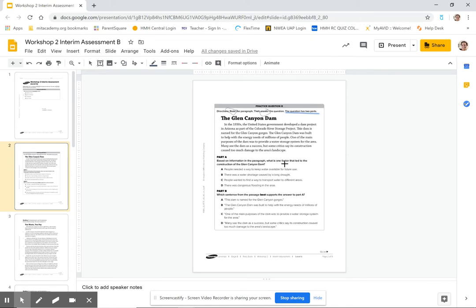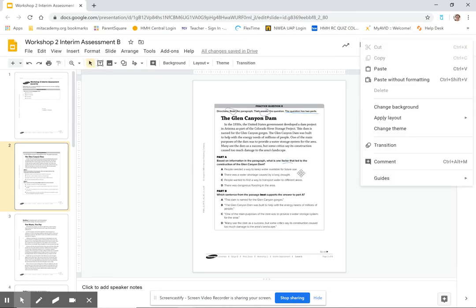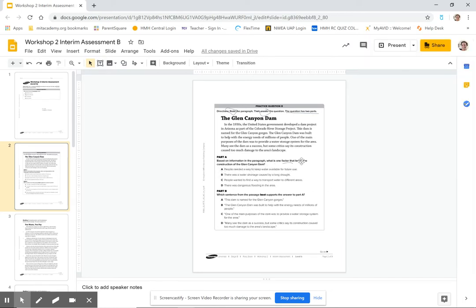So I need to find a factor, which we reviewed yesterday. Factors are reasons why things happen. So, what was the reason that they constructed the Glen Canyon Dam? So, I'm going back into the paragraph, and it says in the 1930s, it developed the dam project as part of the Colorado River Storage Project. That's a main topic sentence.